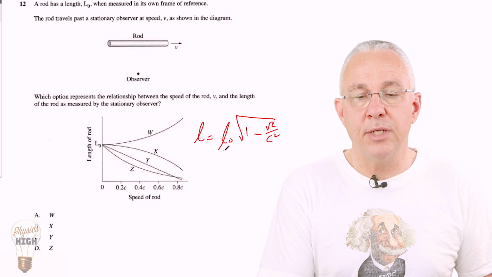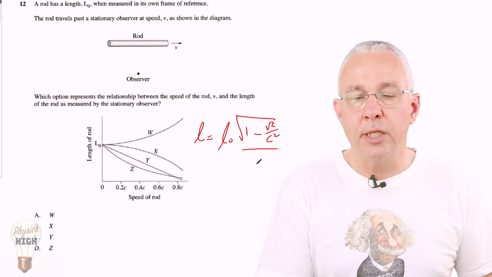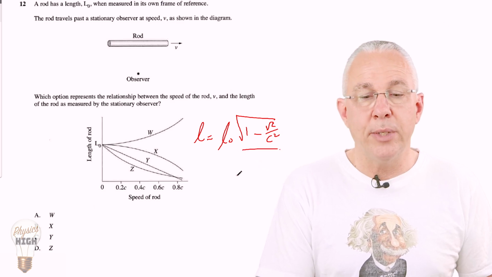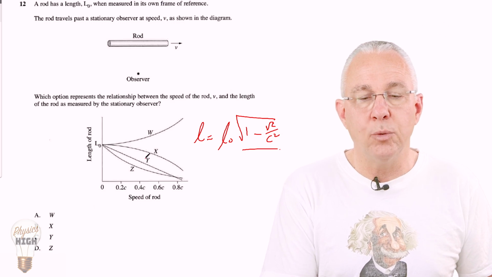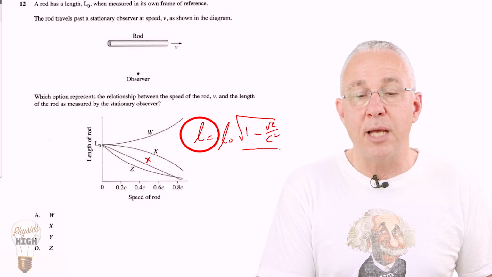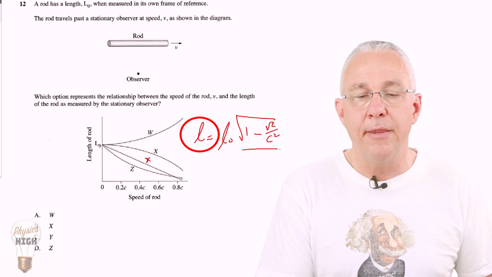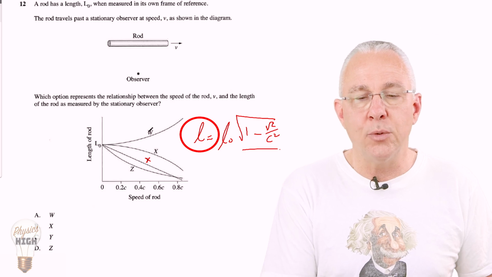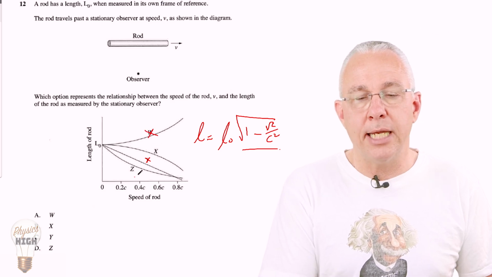That means this relationship clearly is not a linear relationship, so we can automatically exclude Y from our responses. As V gets greater and greater, this number becomes closer and closer to 1, and therefore 1 minus this becomes a much smaller number than L0. So that excludes W. That leaves us X and Z.